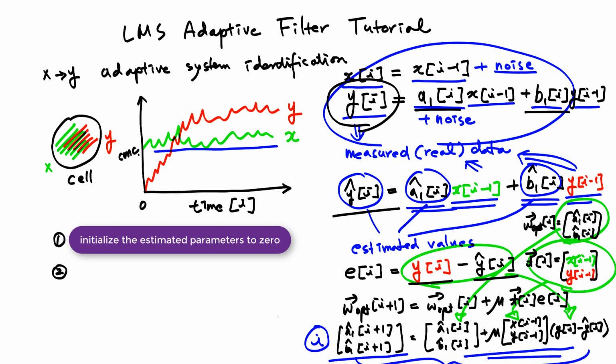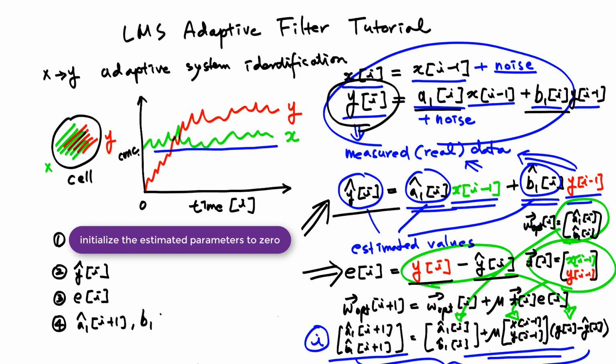Now in step 2, we find out y of i hat using this equation here. In step 3, we find out e of i using this equation here. And at step 4, we find out a sub 1 i plus 1 hat and b sub 1 i plus 1 hat using this equation. And then we go back to step 2. And these three steps are repeated over and over. So these are iterative steps.